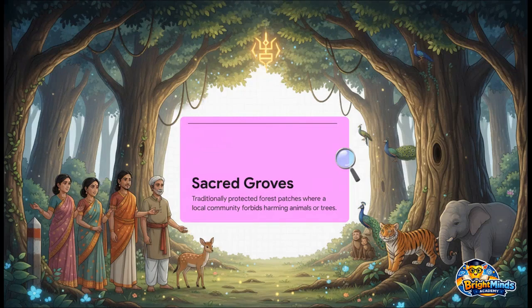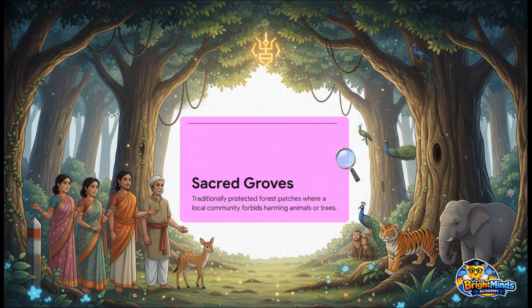And local communities have actually been protecting biodiversity for centuries through something called sacred groves. These are basically undisturbed patches of forest found all over India that are traditionally protected by the local villagers themselves. They enforce absolute, strict rules, no harming animals, and absolutely no cutting down trees. It's an ancient, super effective method of conservation that turns local forest patches into absolute safe zones where nature is just allowed to thrive.